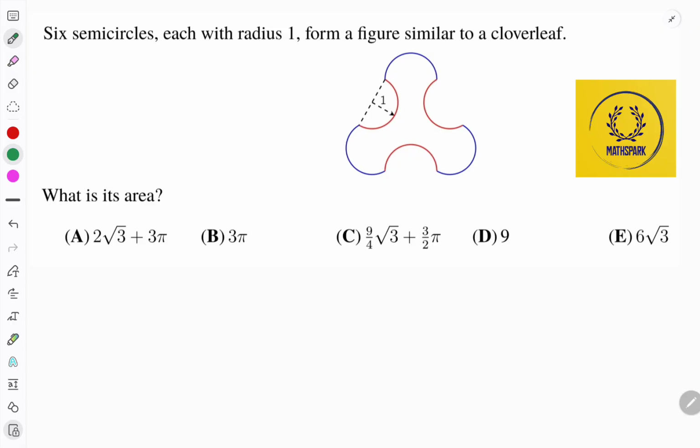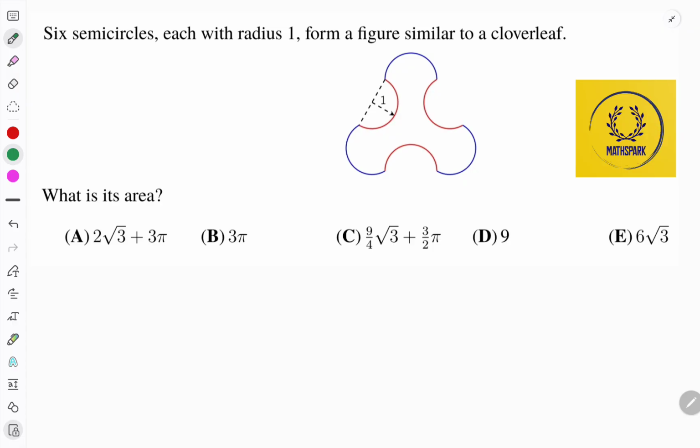Okay, without further ado, let's dive in. So as you can see, we have 6 semicircles with radius 1, and these 6 semicircles form a figure similar to a clover leaf, and we are going to find the area of this figure.